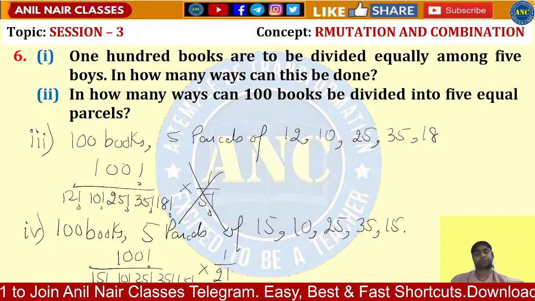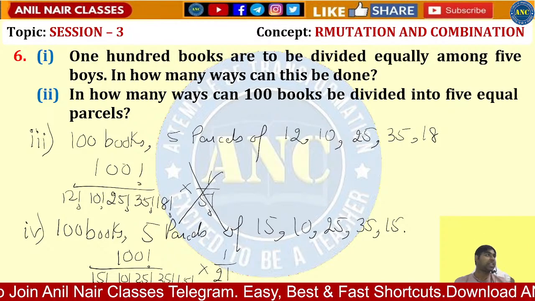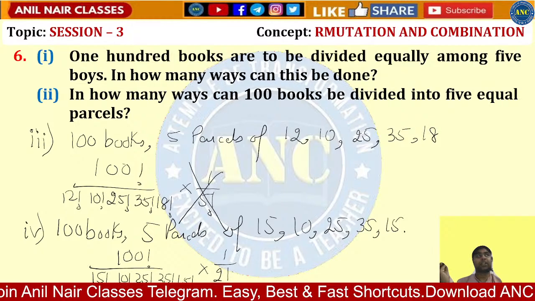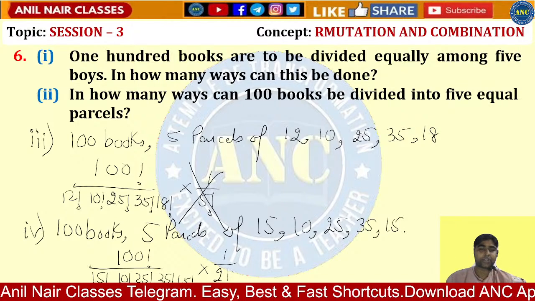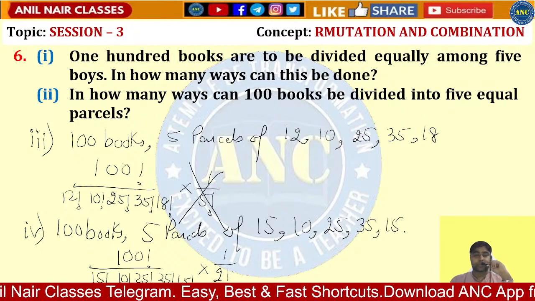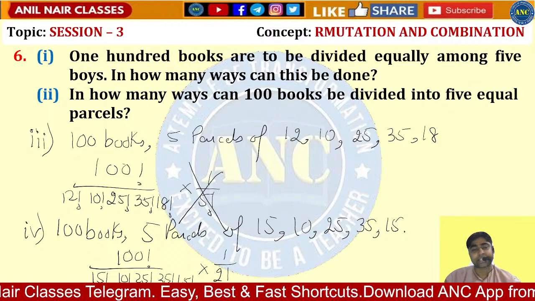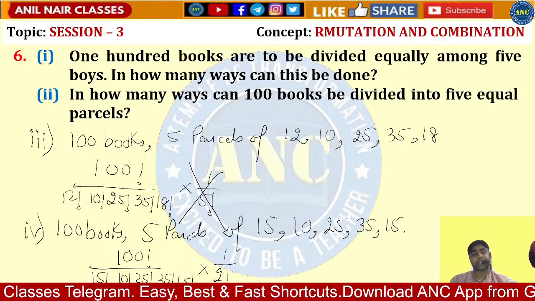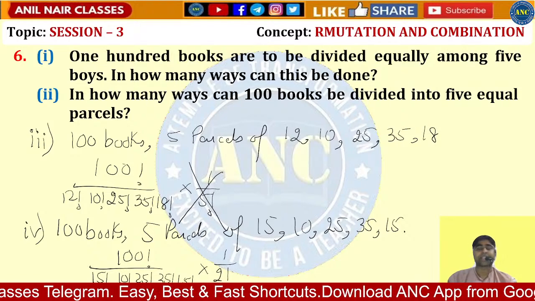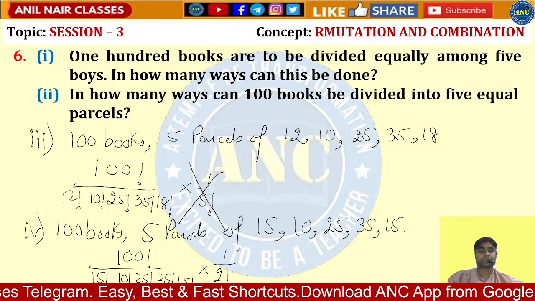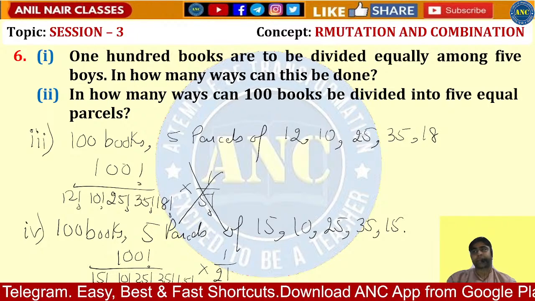Why? Because this 15 and this 15 parcel, they can be interchanged. Okay. So their order does not matter to me also. And that is the reason I'll do 1 upon 2 factorial here. Understanding my point?